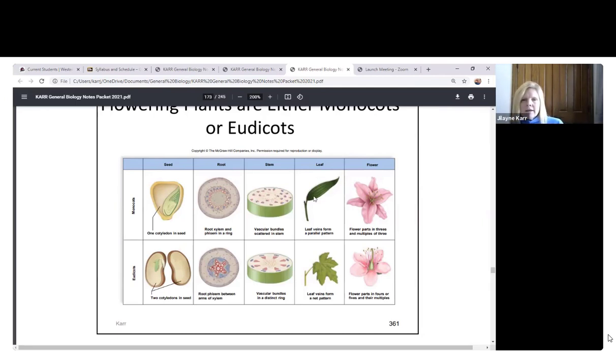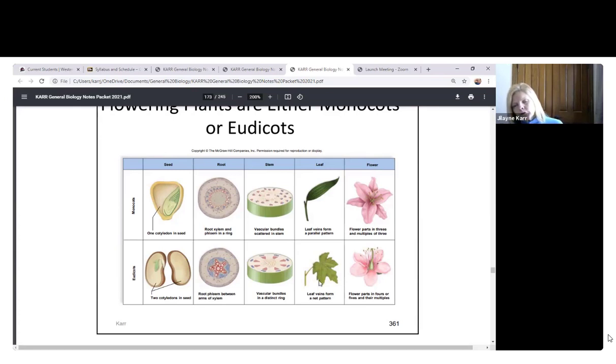And then if I look at the leaves of the monocot versus the dicot, in the leaves, the veins all run parallel. They all run in the same direction. But in a dicot, they're branched. So the leaves have a netted pattern of those veins, and that gives it a distinct appearance.